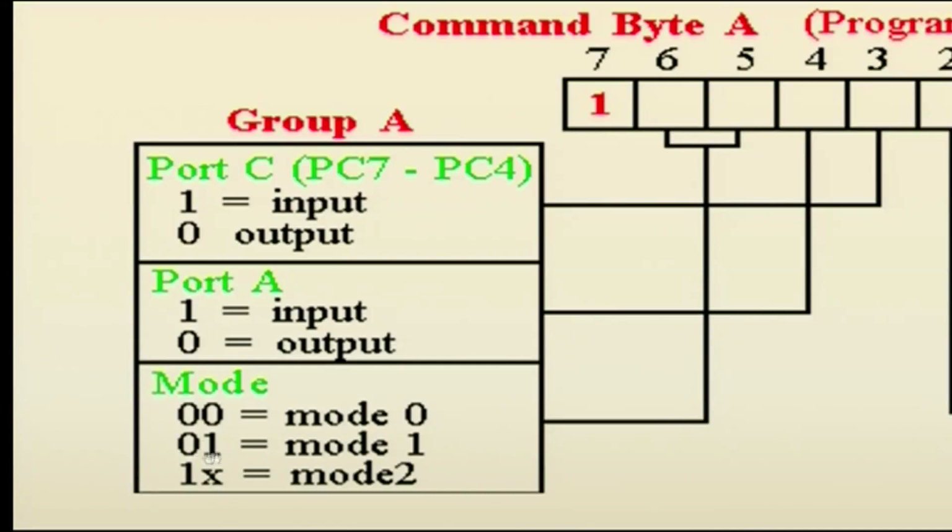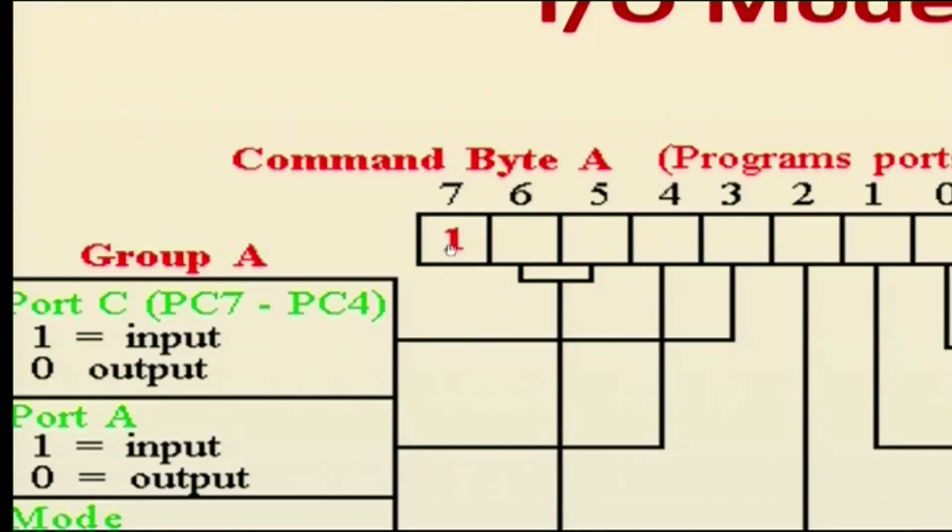When the bit position is 0 1, it is mode 1. 1 x, where x represents it may be 0 or 1. Either you can use 1 0 or 1 1, it automatically selects mode 2. Group A will be used in the 3 modes. Group B is used only in the 2 modes. D7 should be 1 to represent the IO mode.